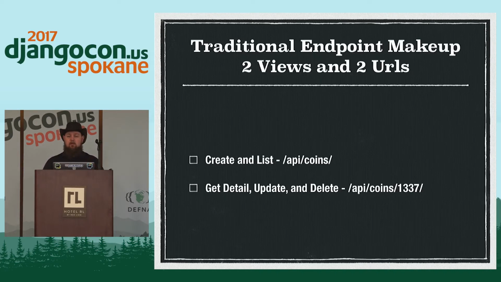Those are generally made up of 2 views and 2 URLs. Your create and list are generally something like /api/coins, the base of something. Then your detail view, your update, and your delete are, say, /api/coins/ and the ID of whatever that object is. So those are some of the basics. Everyone is aware of that. I like to start from the beginning to know where we're going.